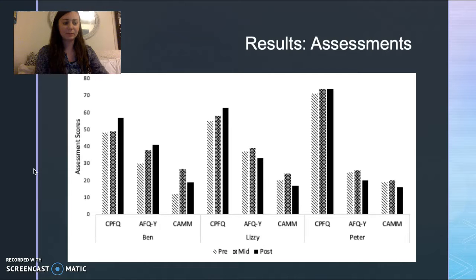All three participants were able to display targeted increases in their CPFQ scores. Lizzie and Peter displayed targeted decreases in their AFQY and CAM compared to initial baseline. However, Ben did display increases in his AFQY and his CAM.